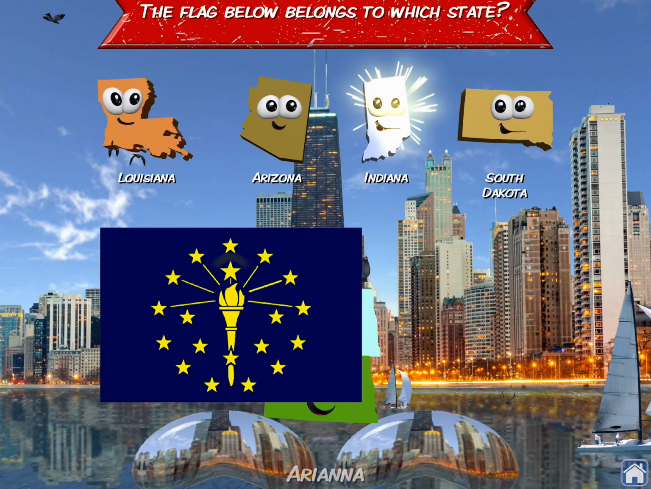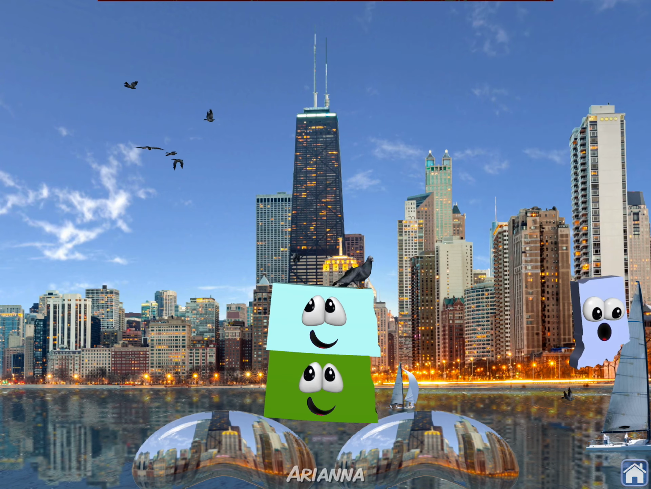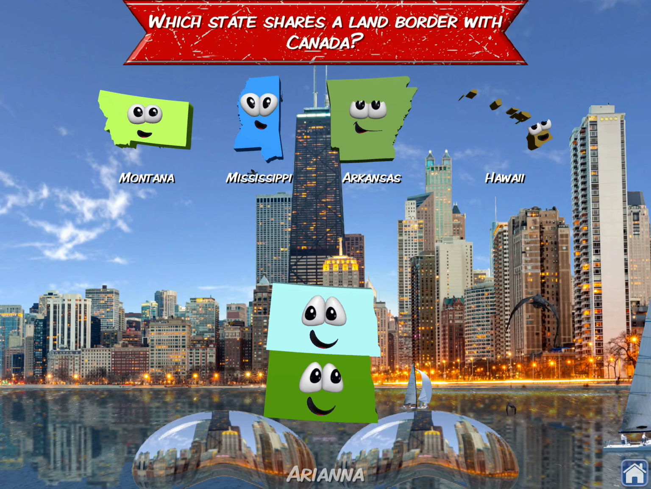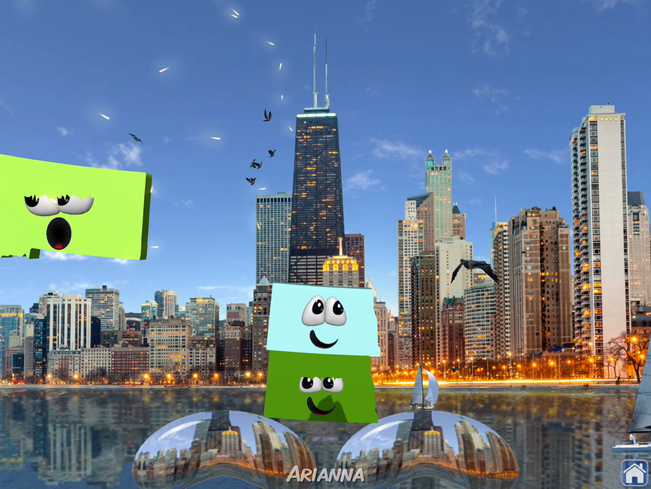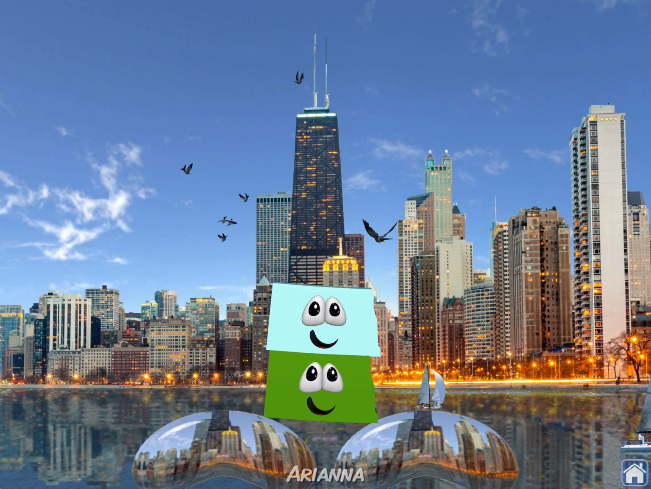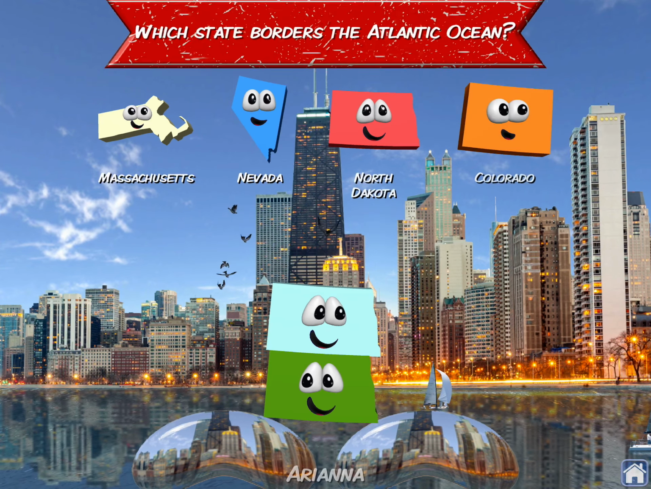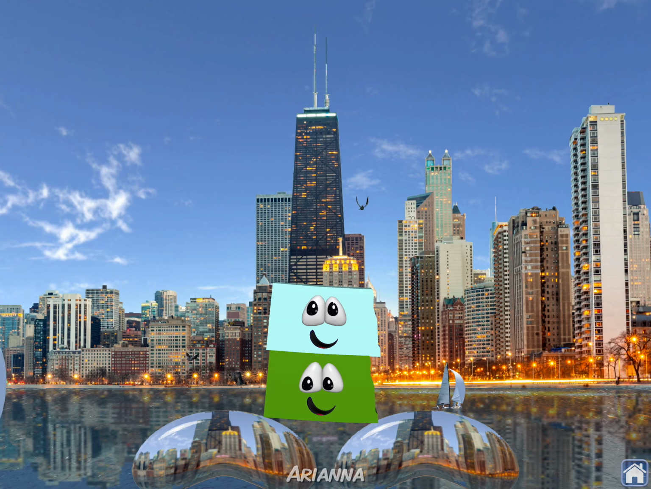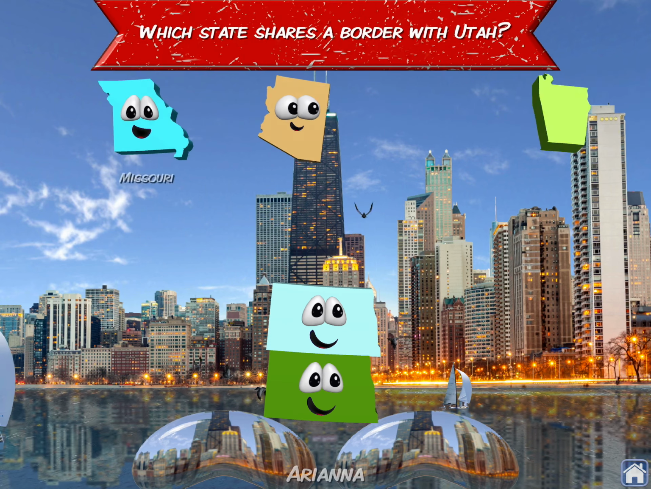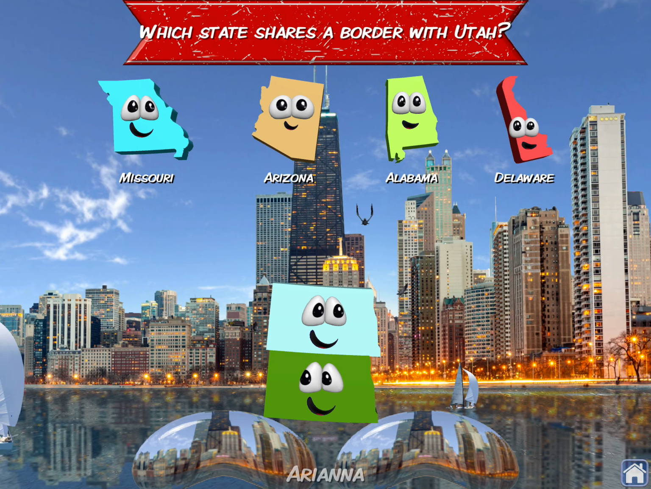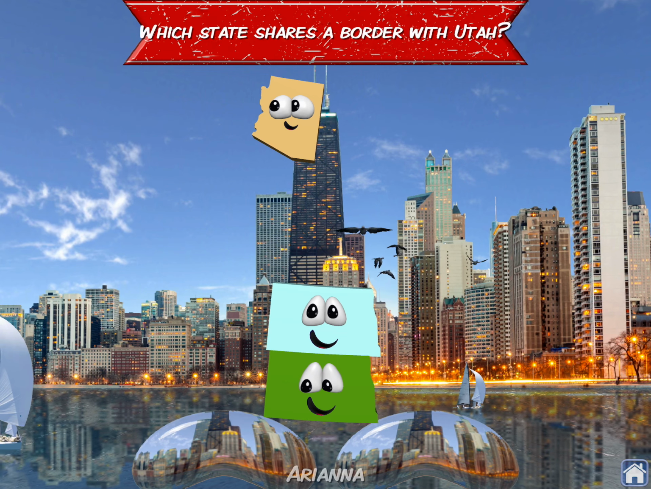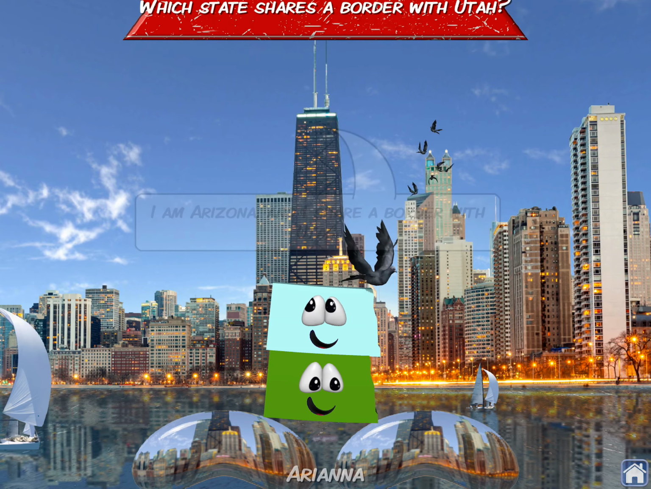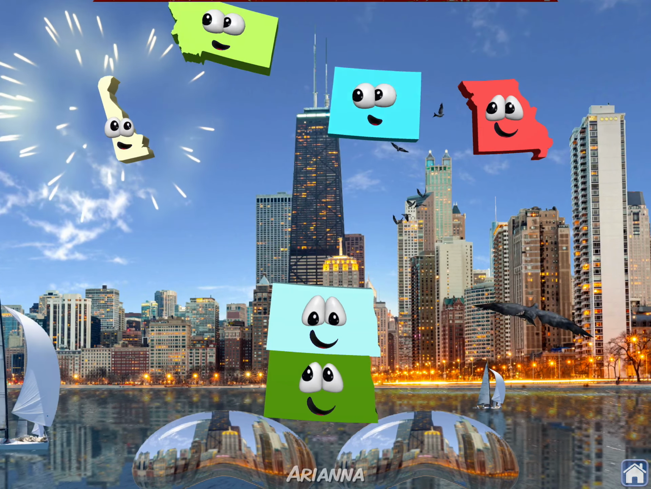The flag below belongs to Indiana. Which state shares a land border with Montana? Which state borders the Atlantic Ocean? Massachusetts. Which state shares a border with Utah? Missouri. I am Arizona, and I share a border with Utah. Which of these states?